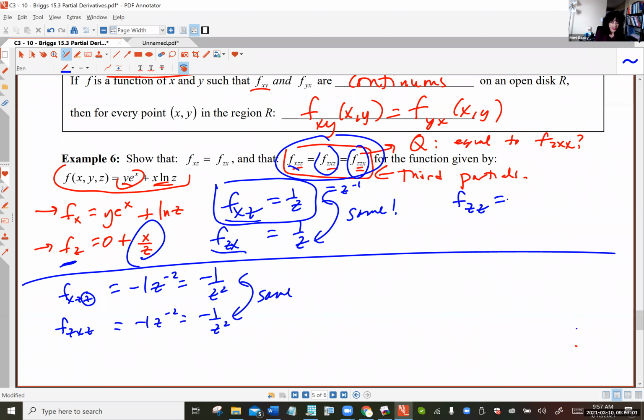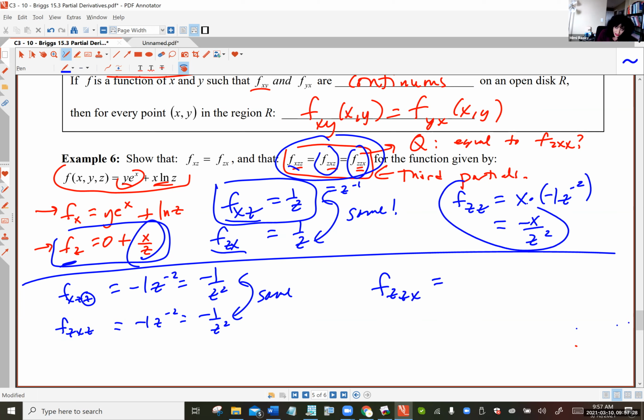Let's go get fzz. Good news, we already have fz, which is this guy over here. If you take the derivative of fz with respect to z, the x is a constant multiple, and then when you differentiate 1 over z with respect to z, you'll get that. So you're going to get this. Okay, fine. Now you can go get fzzx, because you're going to look at fzz and take the derivative of him with respect to x. Well, that's just going to be negative 1 over z squared. And then these are all the same. So we just proved that all three of those third partials are really the same.